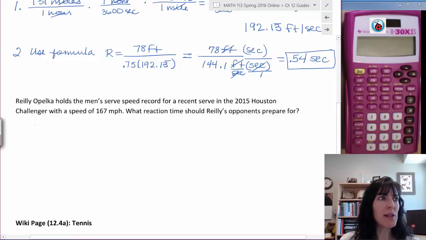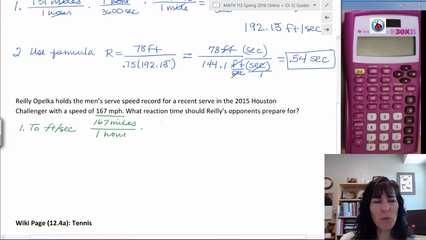First thing I notice is that we have Riley's speed as 167 miles per hour. I want to convert that to feet per second. And so I'm going to use my dimensional analysis or unit conversions to help me do that. So I have 167 miles over 1 hour. I need to convert it to feet per second.